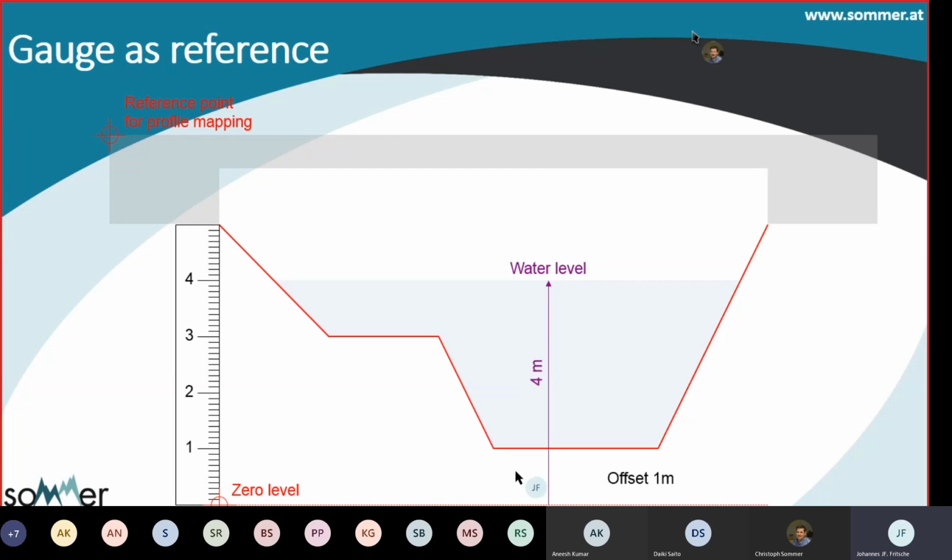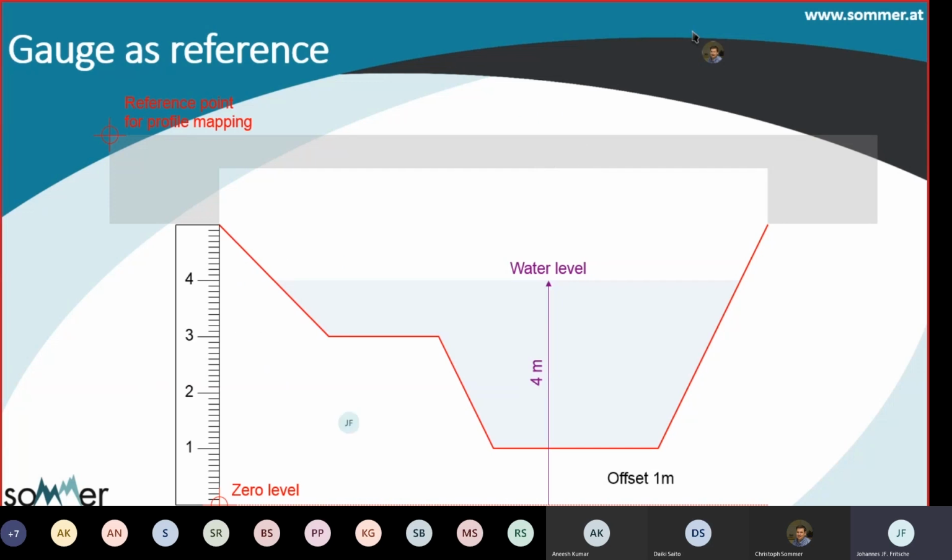And say then you want to install an RQ instrument onto the bridge, and you want to gain automatic water level and discharge measurements, but we want to make sure that our automatic measurements match the gauge plate that is already installed.